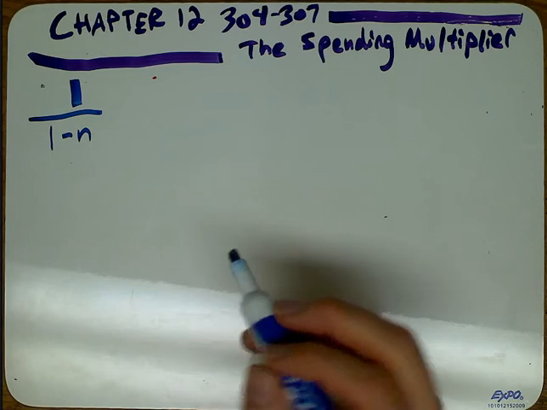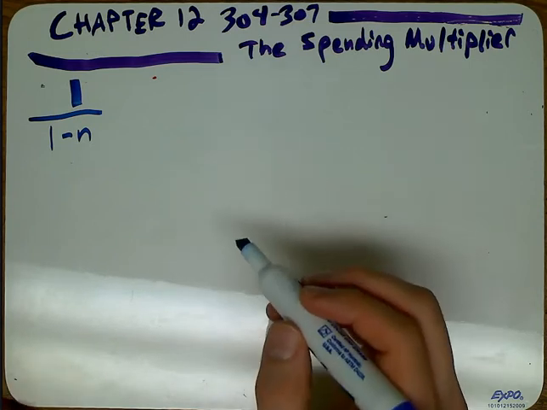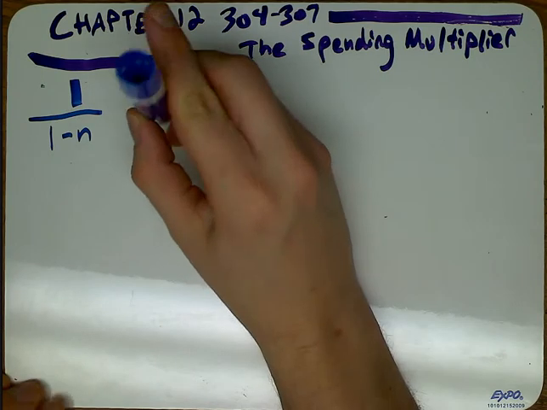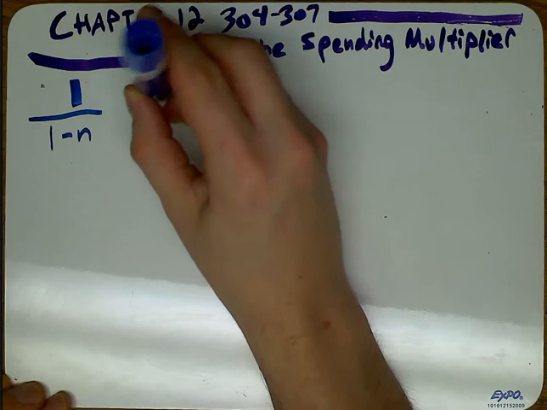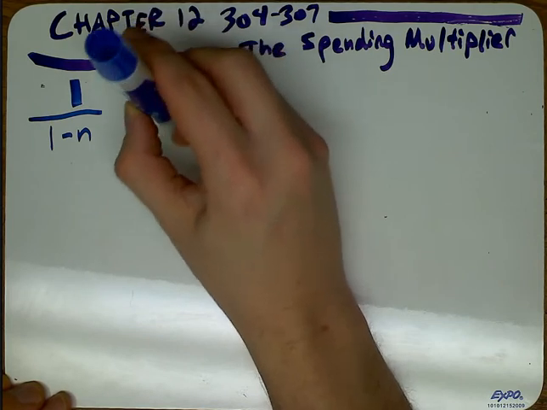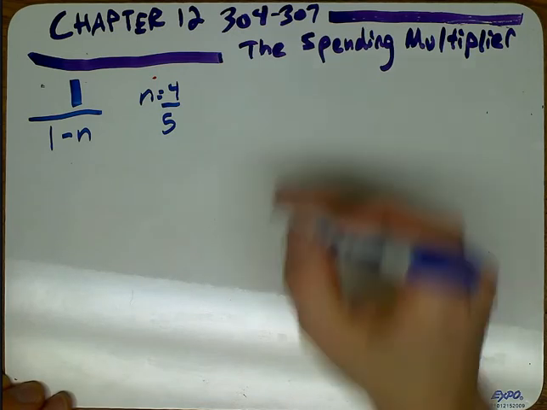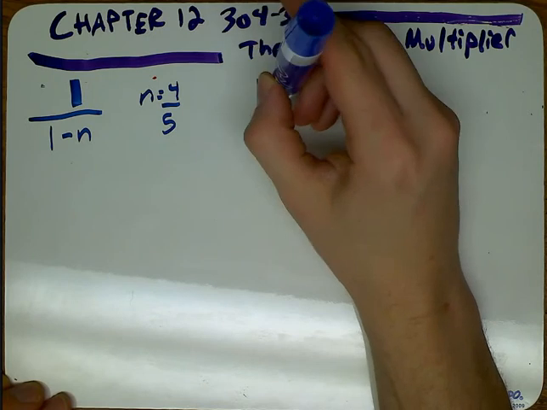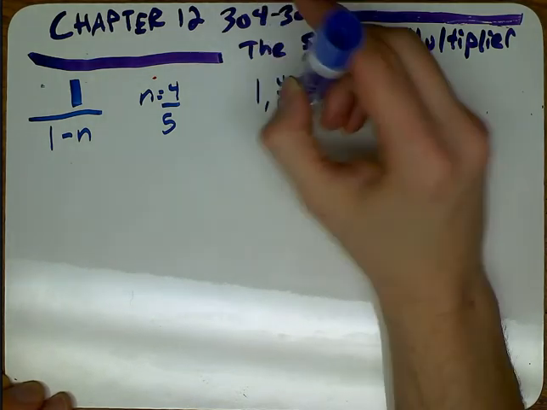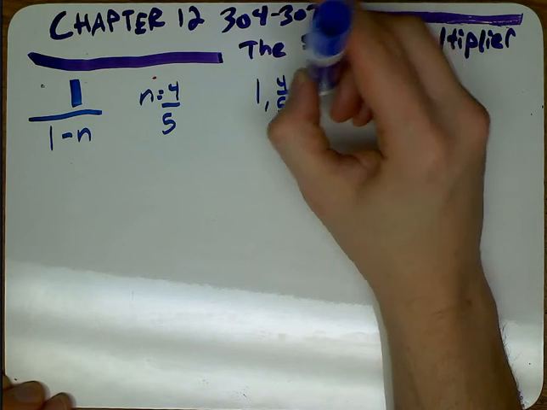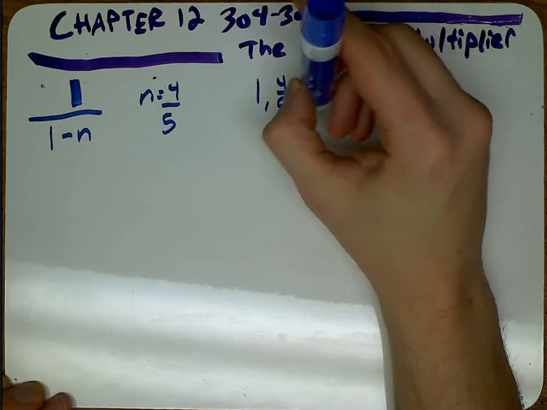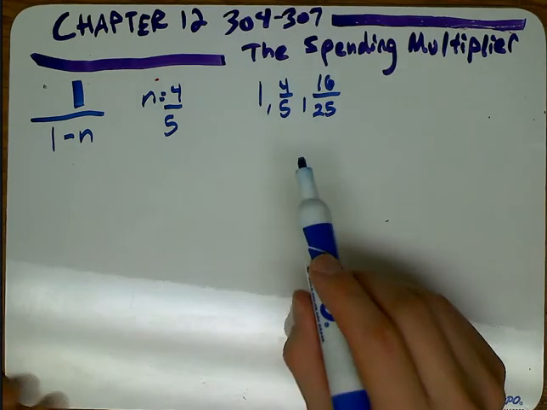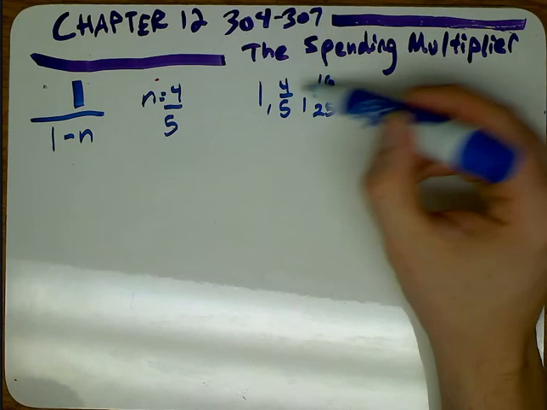For example, if a series changes by the fraction of 4/5, so n equals 4/5, the first term is 1, and then the next term is 4/5, and then the next term is 16/25. You see I'm multiplying by 4/5 each time. What is the summation of the series? This will converge, right? This number is actually smaller than this number, which is smaller than this number.